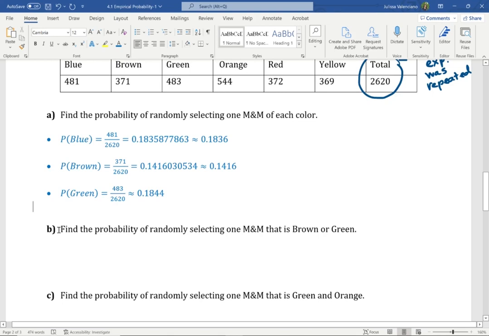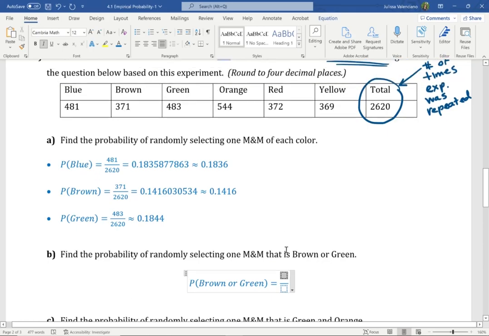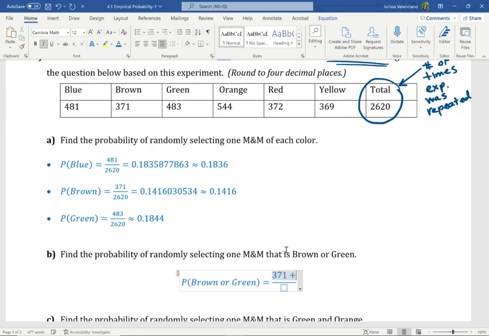In part B, you're being asked to find the probability of randomly selecting one M&M that is brown or green. So let's write P of brown or green. We are okay with selecting an M&M that is brown, or we are okay with selecting an M&M that is green. One or the other. How many ways can you select a brown M&M or a green M&M? Well, we have 371 brown M&Ms and we have 483 green M&Ms.